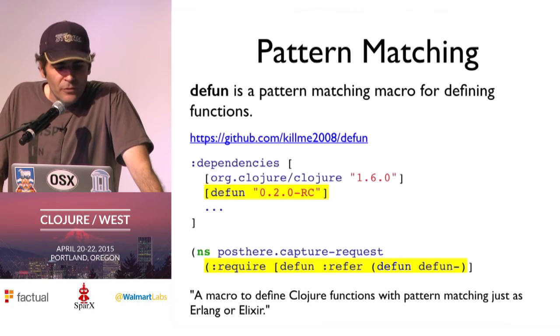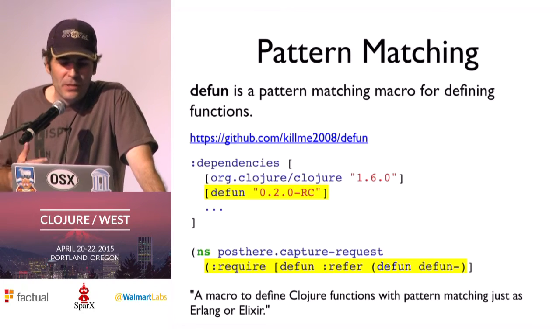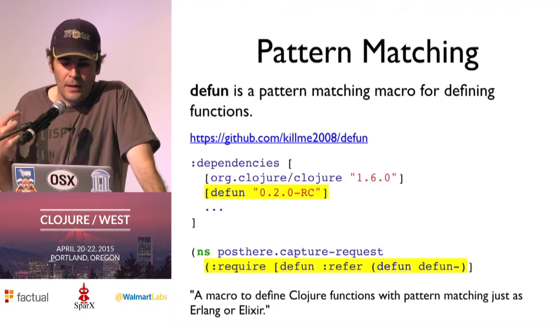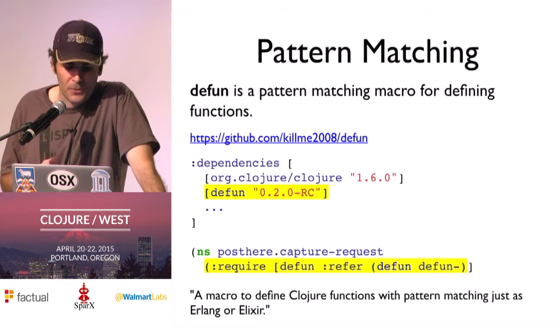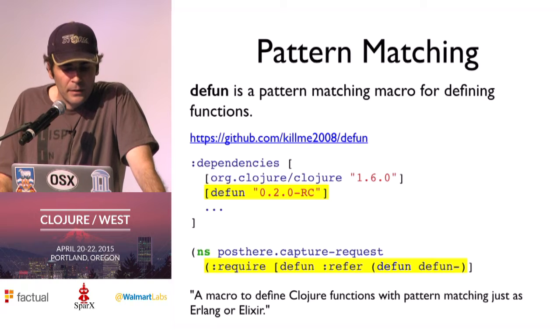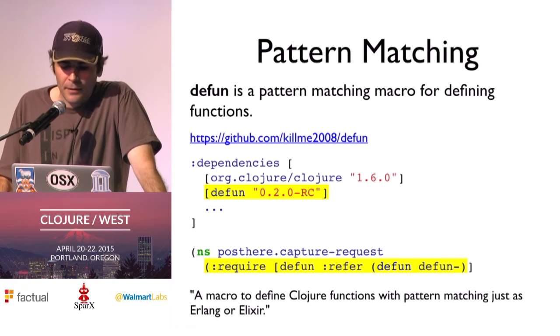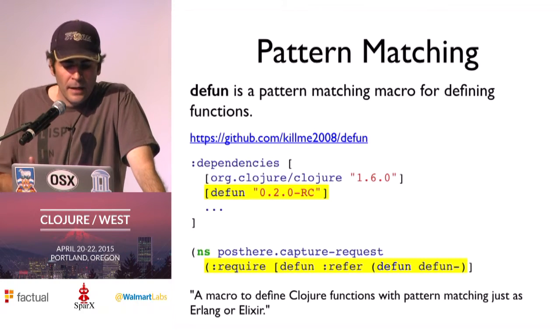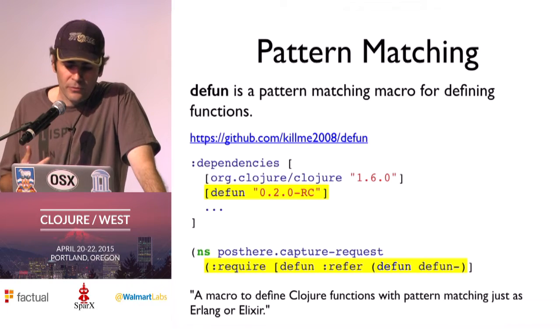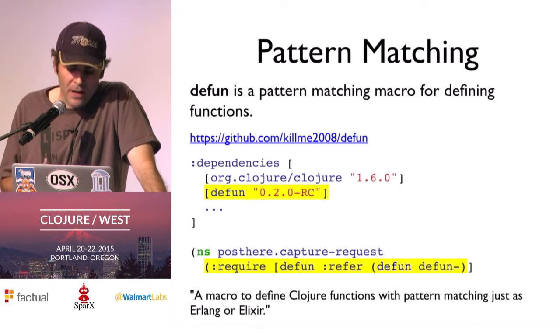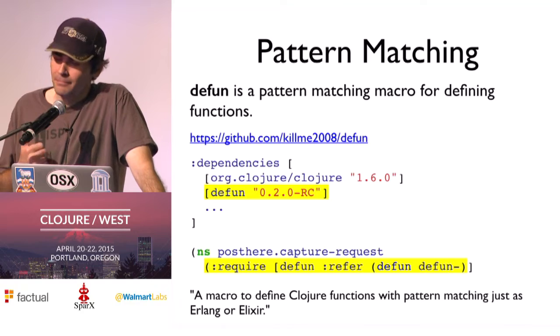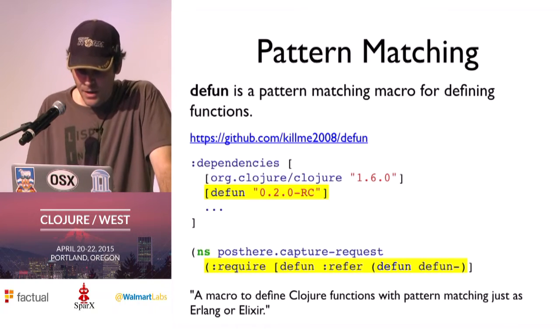And so what does this look like? defun is a pattern matching macro for exactly what we were missing, for defining functions with patterns. So we pull it in just like we would any other library in Leiningen, for example, and pull it into our namespace. And in Dennis's own words, we get a macro to define Clojure functions with pattern matching just as Erlang or Elixir. Awesome. That's what I wanted.